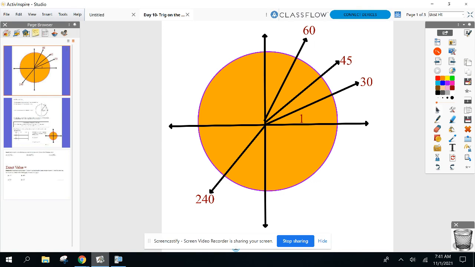If you have your packets out, calculator, make sure it's in degree mode for me. Two more opportunities this week to raise your grade.